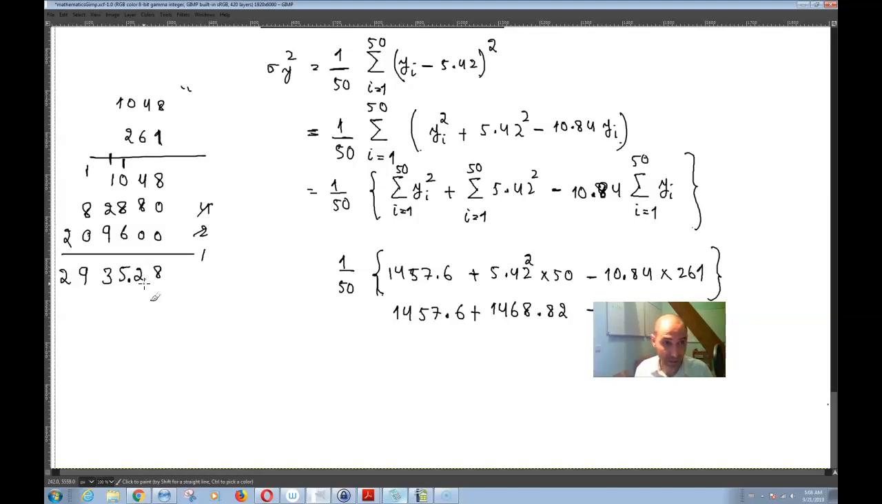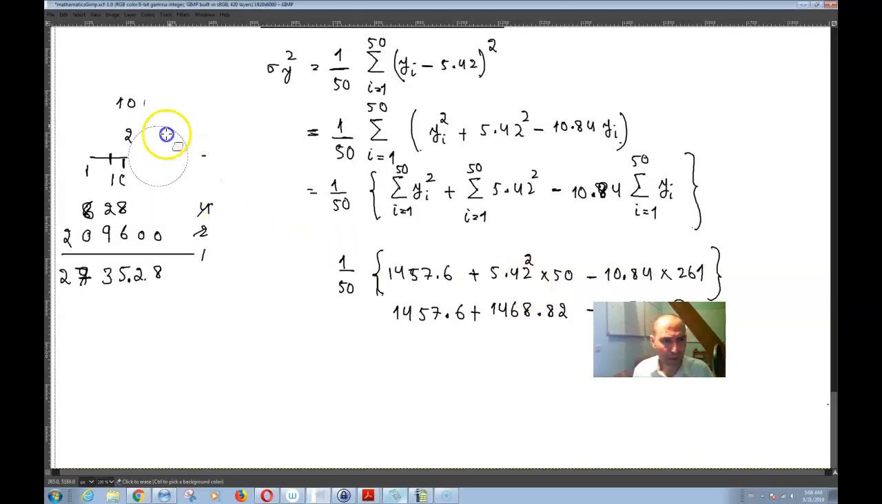I think I made a mistake here. That's supposed to be a 6, of course. And then 6 plus 1 is equal to 7. So 2735.28.